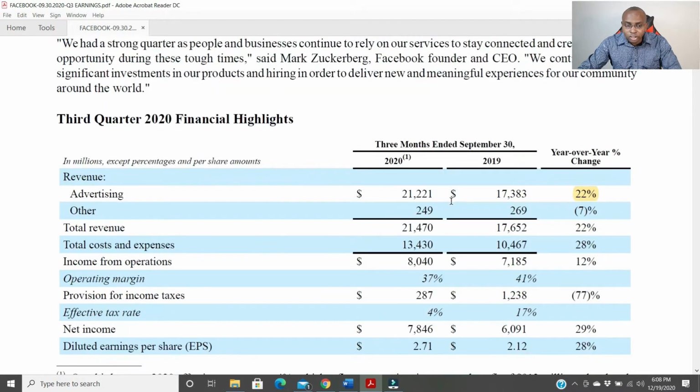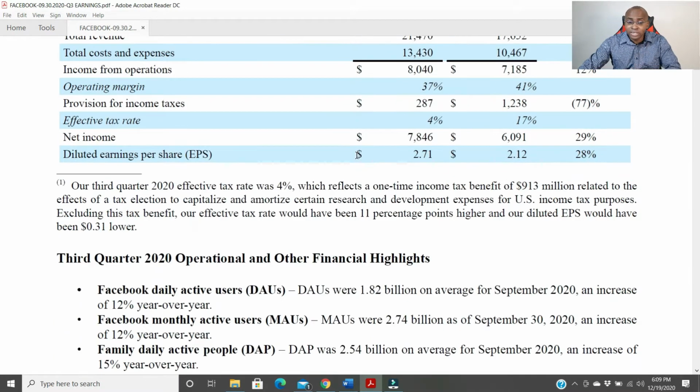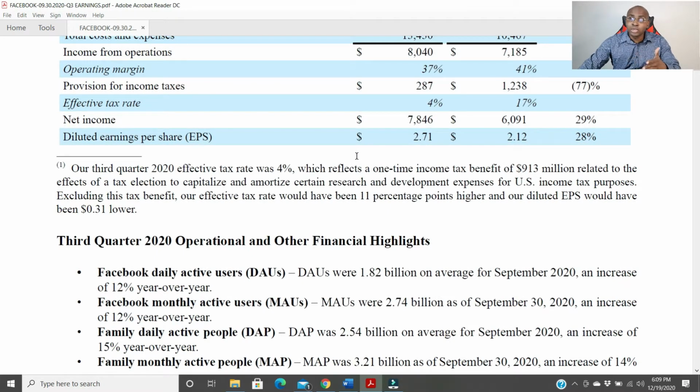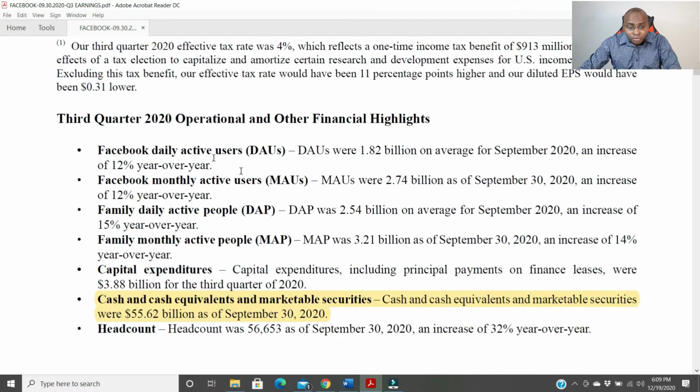Facebook is saying that in comparison with last year, the 3 months ended September 30th, 2019, they have seen a 22% increase in advertising revenue. So that's the first thing we're highlighting. So let's look at the rest of the highlights. If you are new to earnings reports, the first thing that you see in the quarterly reports are the highlights. So let's look at the highlights.